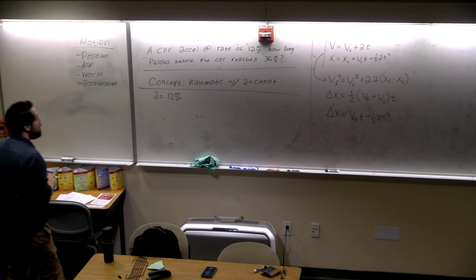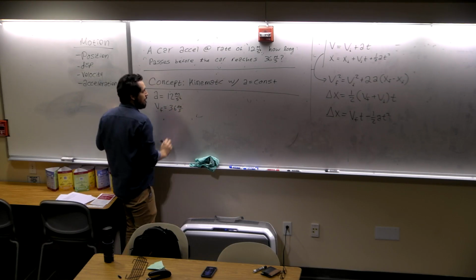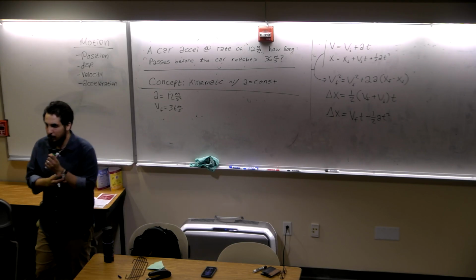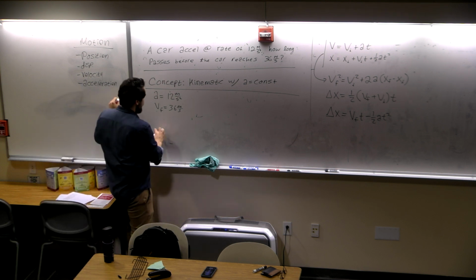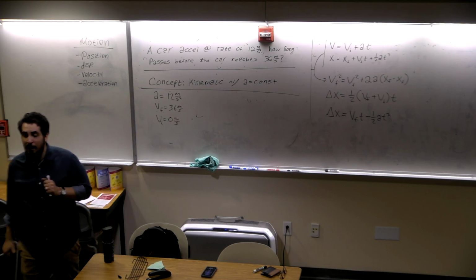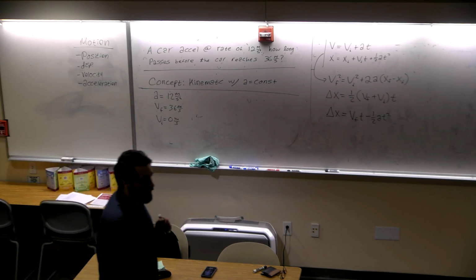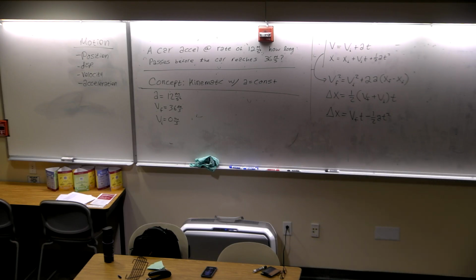Reading the problem, I know that my final velocity is 36 meters per second. Reading the problem, I can infer that the initial velocity is 0 meters per second. That comes from language cues. Inferring the 0 meters per second is important.